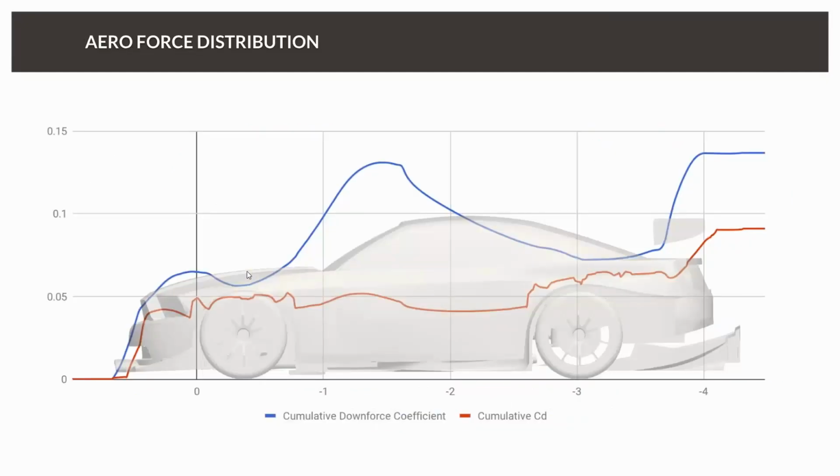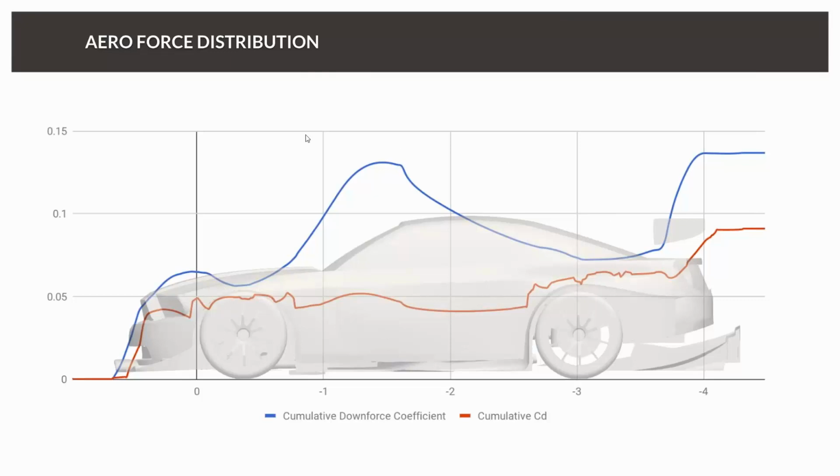And now let's take a look at the aero force distribution. So what we did here is that we calculated the cumulative downforce coefficient and cumulative drag coefficient. And here you can see, in X direction, how different parts of the car are creating downforce and drag. So blue is downforce, red is drag, and you can see how the front splitter is creating some downforce, how this part which generates the vortex on the underfloor is generating some downforce, and how the rear wing is generating some downforce. And at the same time you can see how they are also generating drag.